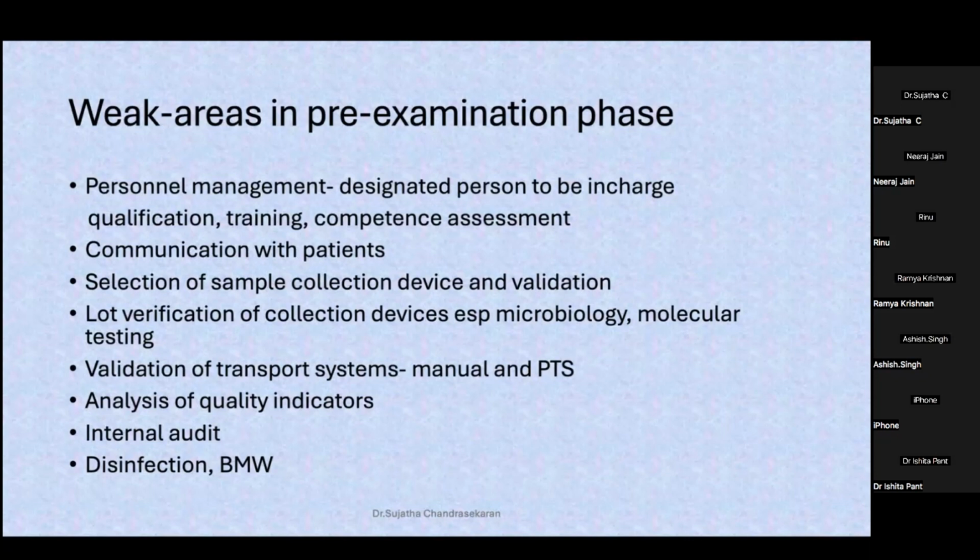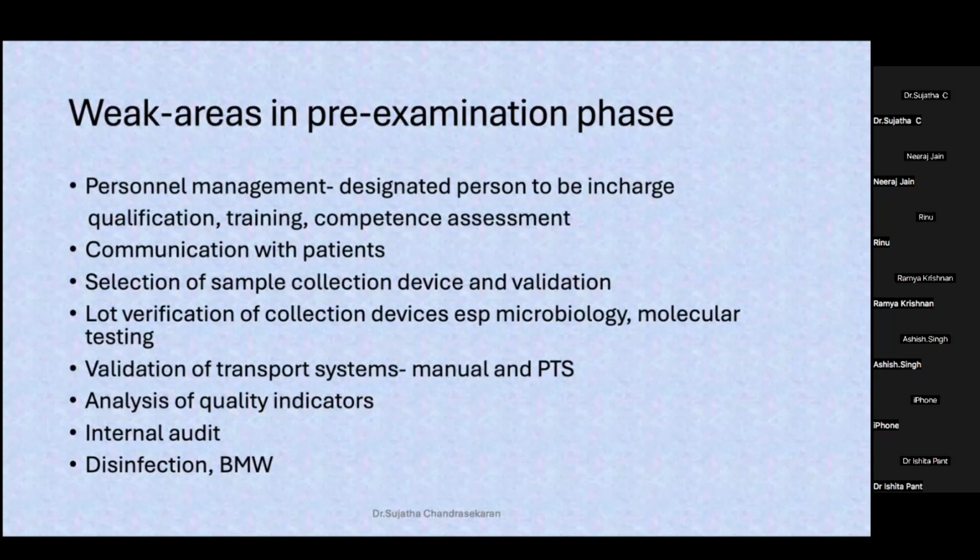Imagine it's a pus. You will never know what was the pathogen. So lot verification is again not done by most of the labs. Then validation of the transport system again is important, and it is not done. So if there is minor hemolysis, see, everything need not be visible hemolysis. And if you are not doing electrolyte on that sample, you will never know. Some of the enzymes might have got released from the ruptured cells, and that will interfere with your assays. So validation of transport system is important, and analysis of quality indicators.